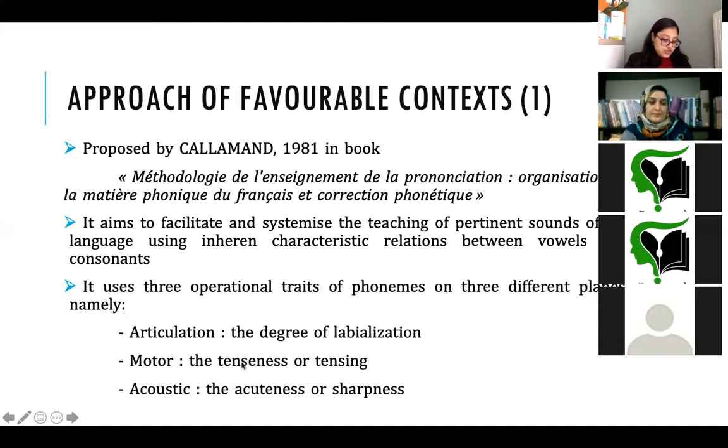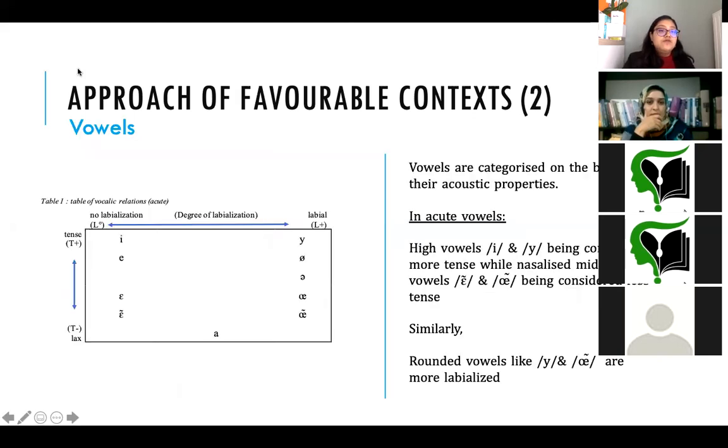Yeah, there are two separate approaches within the methodology itself, one for vowels and one for consonants. Among vowels, you have high vowels like E and U being considered more tense, while nasalized mid-open vowels being considered less tense. Similarly, rounded vowels are considered more labialized, as we can see here.